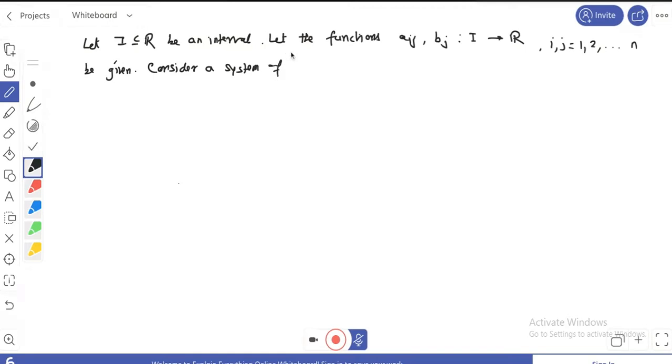Consider a system of equations: y1 prime is a11x y1 plus a12x y2, and so on up to a1nx yn. So y1 prime, this is the first equation, plus b1x.